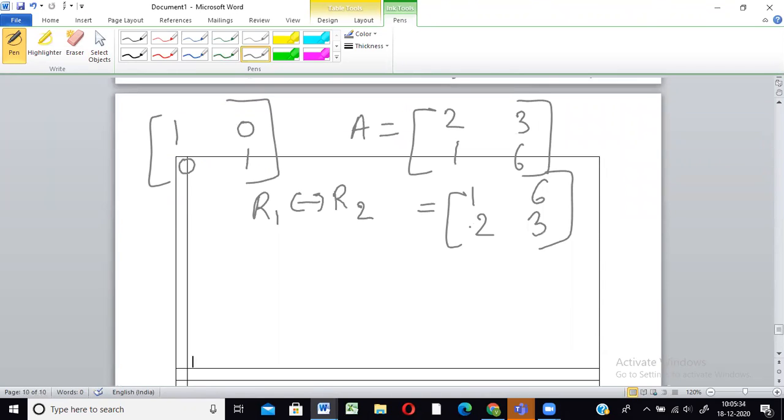Okay, R1 interchanging to R2. So now what else did we want? We want 0 over here, right? We want the next 0 over here, correct?